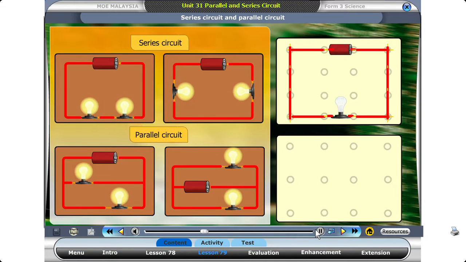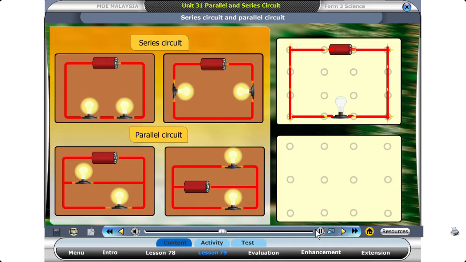Let's take a look at the circuits you have built. Compare the circuits you have built with the given circuits. Identify the circuits where the components are joined one after another in a single loop.